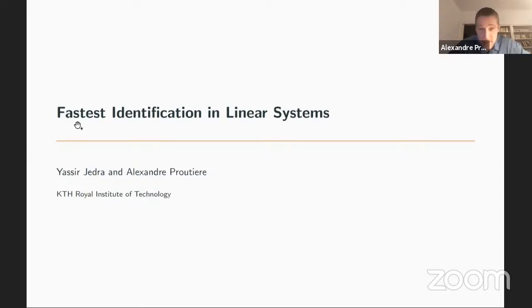So thank you again for the invitation. It's a very interesting and nice workshop. Today I'm going to talk about statistical inference in linear system. And I will report some recent results that have been mainly derived by Yassir Jedra, who is actually in the Zoom room. So you can, I guess, chat with him during the talk if you like. So let's start.